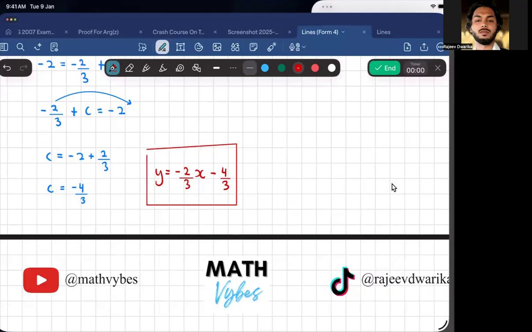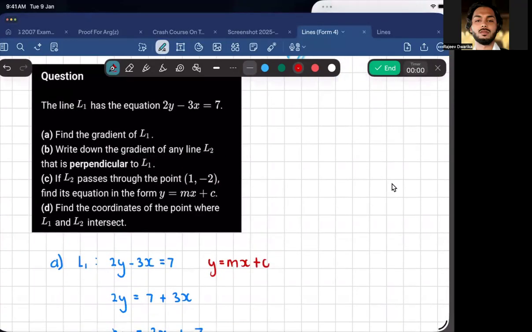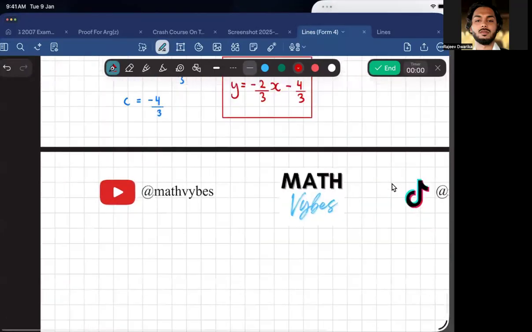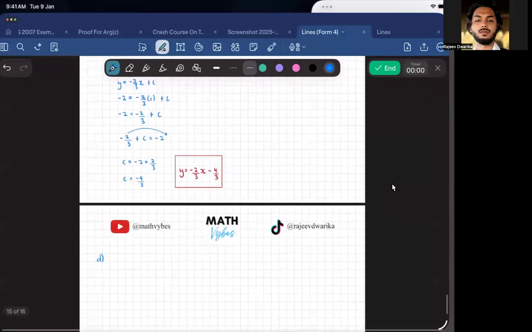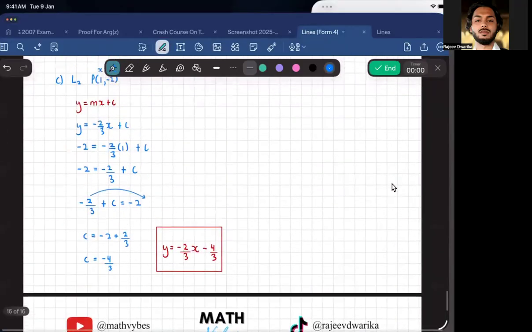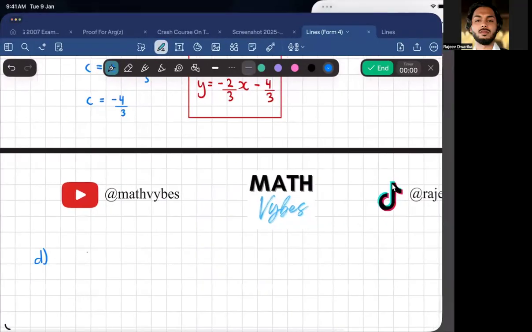Let's do the last question now. D. Find the coordinates of the point where L1 and L2 intersect. Right, so to do this, you need the equations of both of the lines. So we have L2. We know that the equation for L2 is y is equal to minus 2/3x minus 4/3.